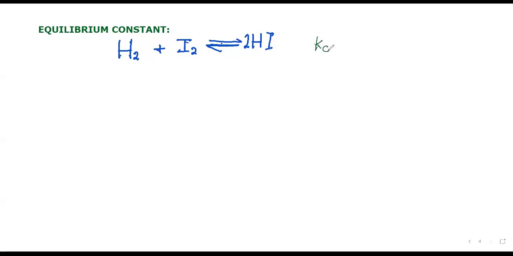K is the symbol for equilibrium constant, and we write down C to show that this is the symbol for concentration, because we also have the constant for pressure. So we will study that as well. So K means equilibrium constant and C means concentration. Now, there is a formula for Kc that you guys need to know.